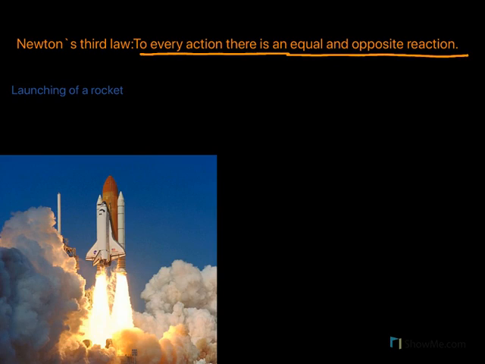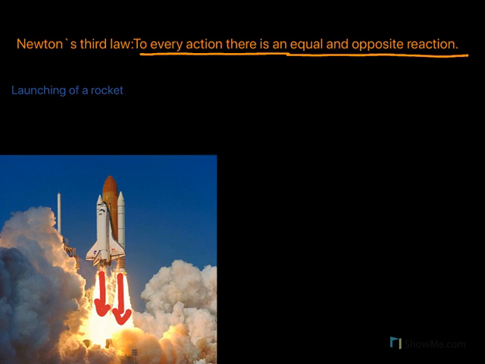The launching of a rocket is a good example of Newton's third law. Remember, Newton's third law said to every action, there is an equal and opposite reaction. Now in the rocket, a large amount of fuel is burnt, and this fuel is then pushed out, rushing out in the downward direction. So there is a downward force that is produced.